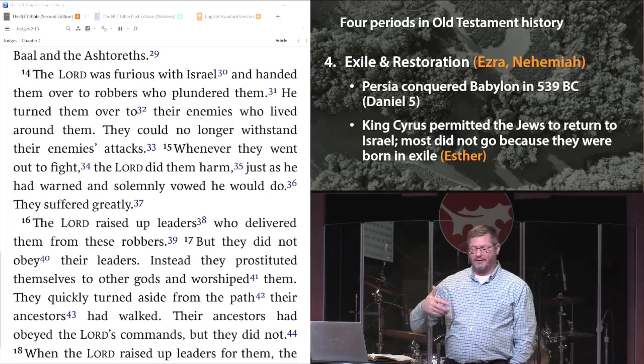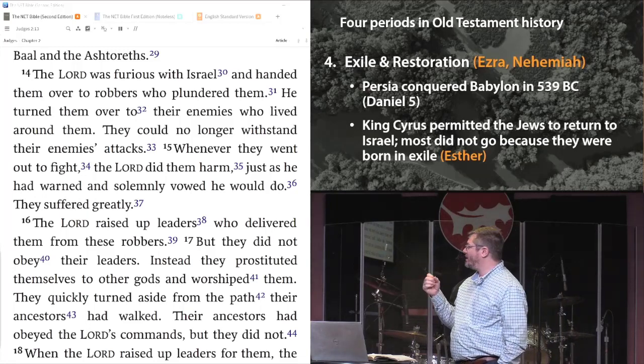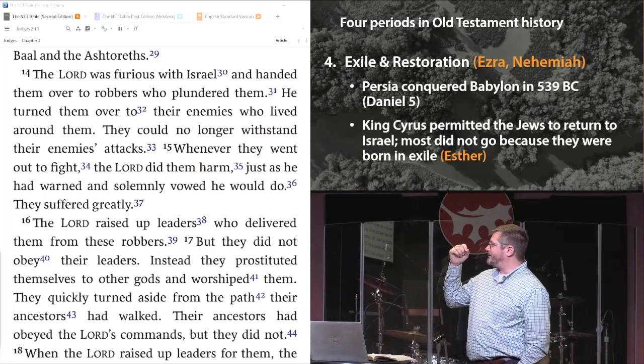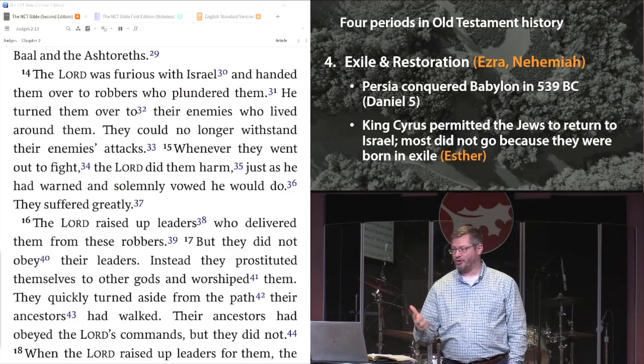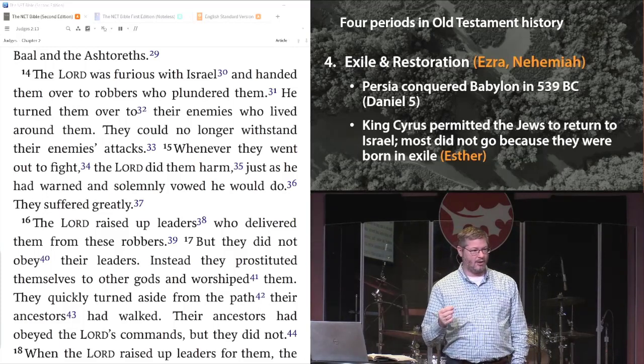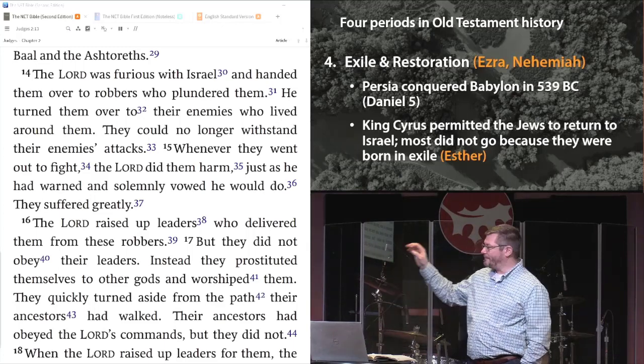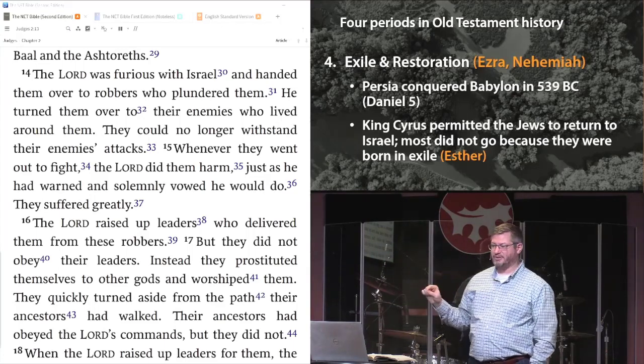And in 539, a man by the name of Zerubbabel did decide to go back. He took only 50,000 Jews with him. Almost everybody else decided to stay. And it was during this time that we find the book of Esther.